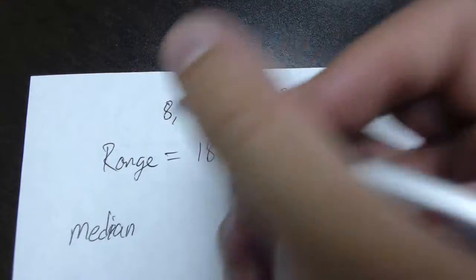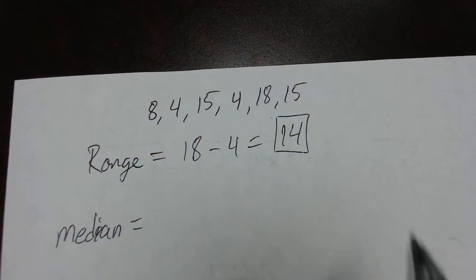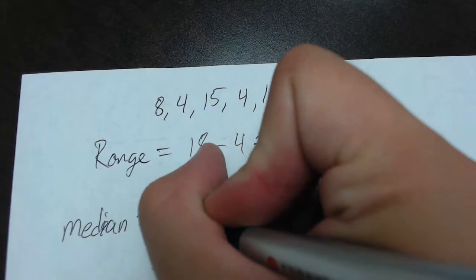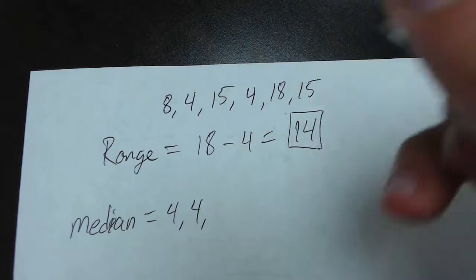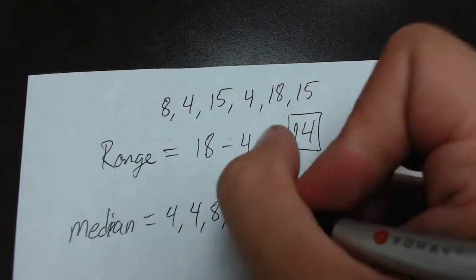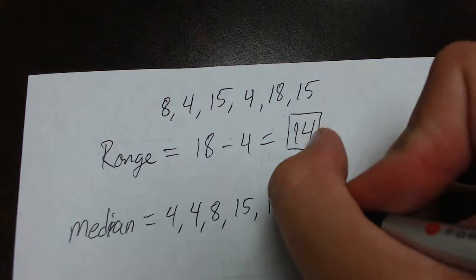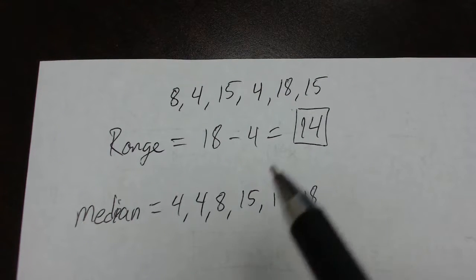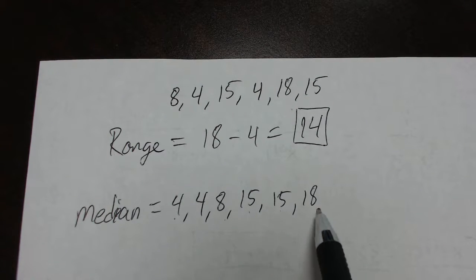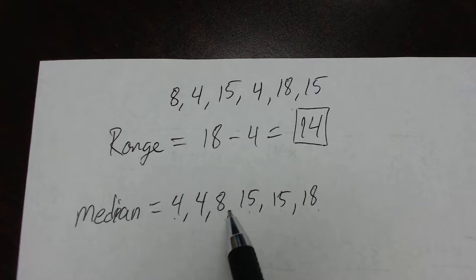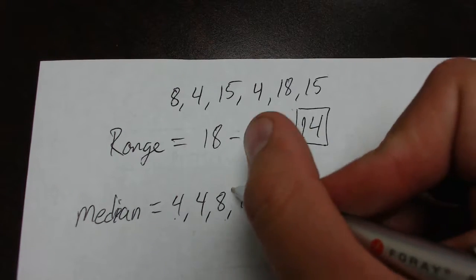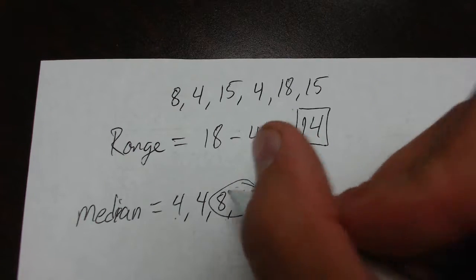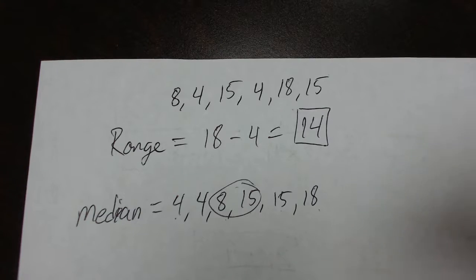To find the median, I have to find the middle number. The way I do that is I arrange my data from lowest to highest, or from least to greatest. So I'll start with one 4, two 4s, next is 8, then 15 and 15 again, and the last number is 18. So I have to find the middle number. I count 1, 2, 3, 4, 5, 6 numbers. There is no middle number because it's even. If there was a middle number, I would just pick that number and be done, but it's an even number, so I have to take the two middle numbers, and I'll find the average of those.